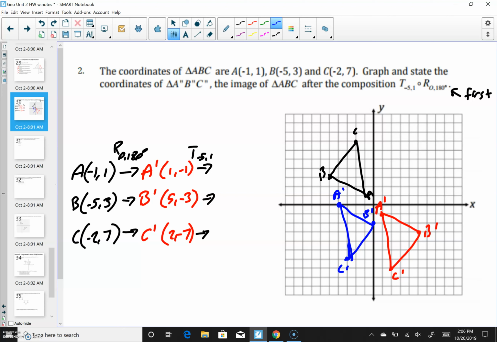And what do we end up with there? Hopefully your line's a little bit straighter than mine. So for A double prime, we should end up with (-4, 0). B double prime, we should end up with (0, -2). And for C double prime, we should end up with (-3, -6). And those are going to be our coordinates for our double prime shapes.